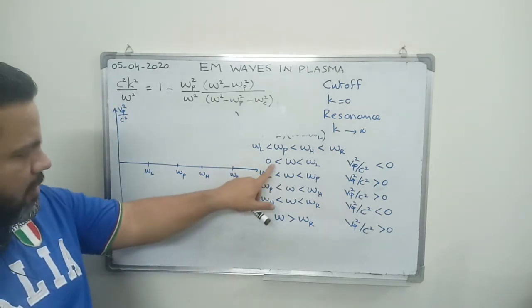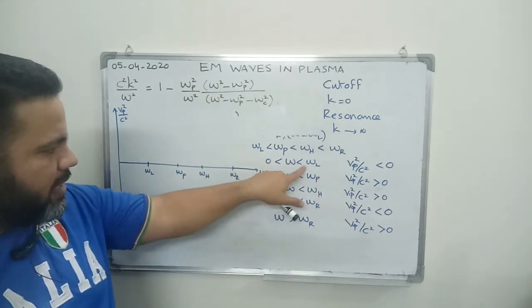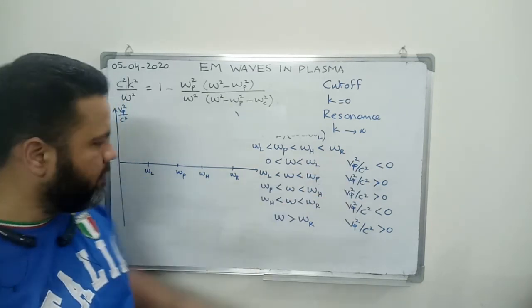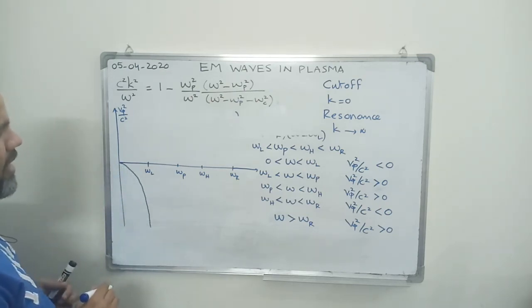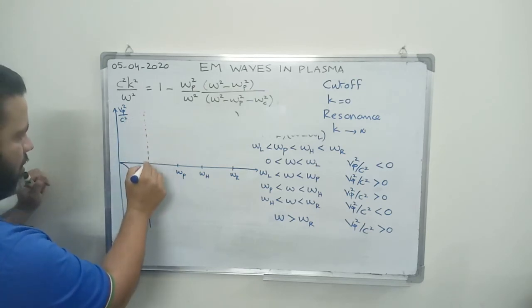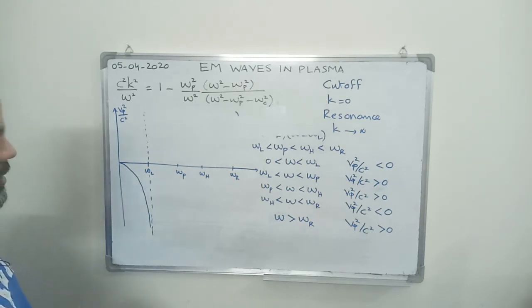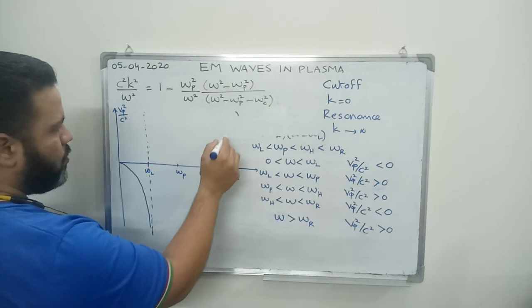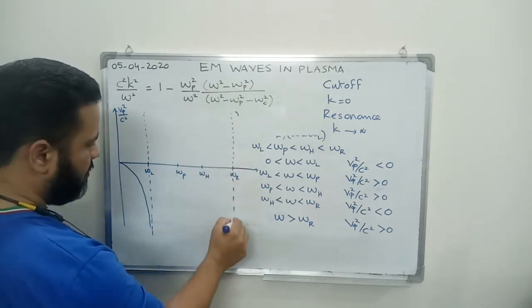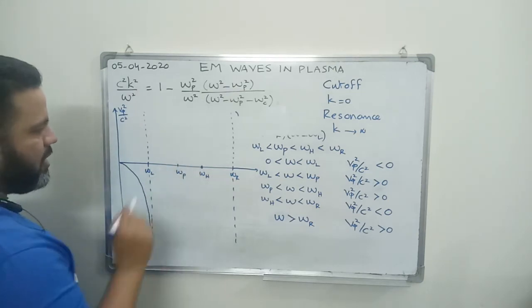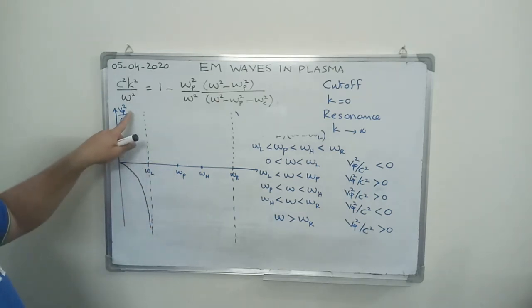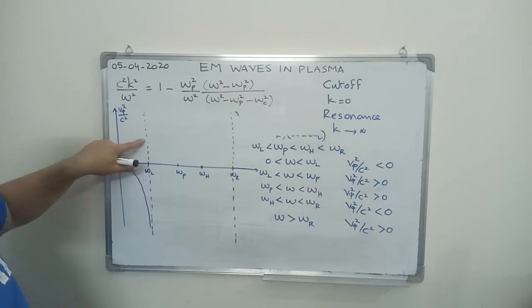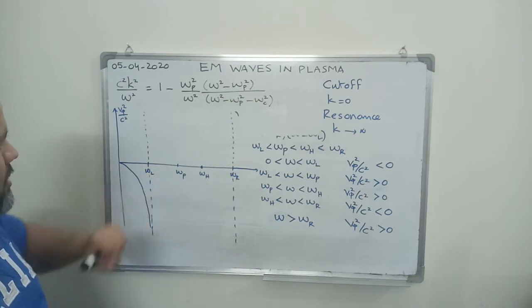Now you can see that for the frequency range omega greater than 0 and less than omega L, we have v phi squared over c squared negative. So we have a negative here. But at omega equals omega L, we have an infinity. And at omega equals omega r, we also have an infinity. But at omega equals omega h, we are going to have a 0 here. As we have already defined, this is basically omega squared over c squared k squared. So an infinity means we have a cutoff here. These are the two cutoffs, and this is the resonance.